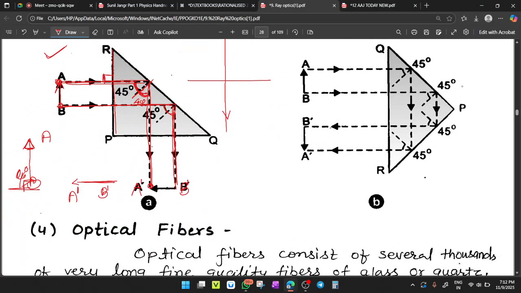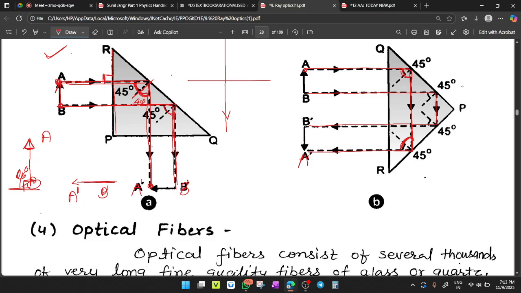Similarly, if you make the prism like this, then there will be two internal reflections. So here the ray will rotate by an angle of 90 degree. Again here the ray will turn by an angle of 90. So 90 plus 90 equals 180. So the image of A will be formed here with the name A dash, and the image of B will be formed with the name B dash.